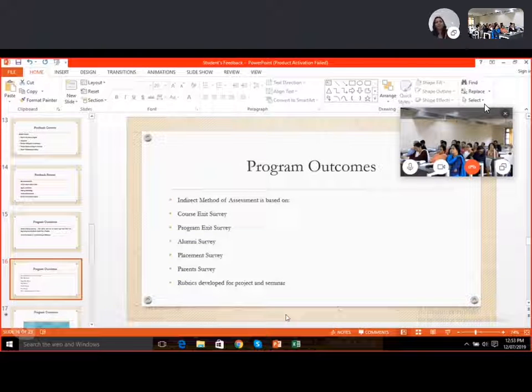The program outcomes, that is indirect, I have already stated the direct methods. Now the indirect attainment of our program outcomes related to feedback is the course exit survey, program exit survey, alumni survey, placement survey, or we can say employer survey, parent survey, and rubrics developed for project and seminar. These are the indirect attainment methods of feedback and program outcomes, and direct attainment was the feedback session from the students.